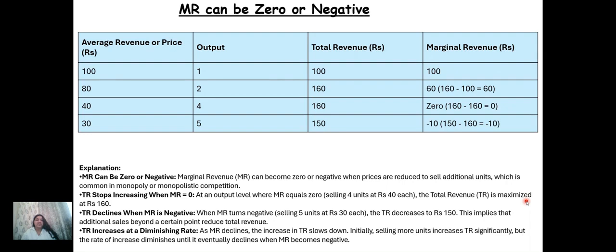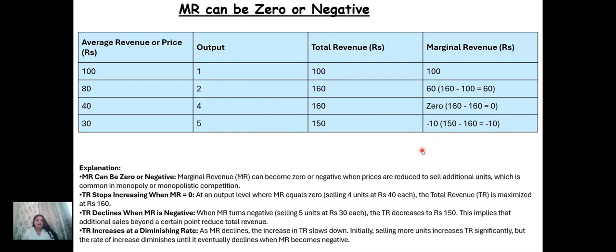Next, MR can be 0 or negative. Here we have average revenue or price, output, total revenue, and marginal revenue. You can see a table with rupees 100, 80, 40, and 30. Total revenue is 160 and 160 in the second and third rows, which is the same. What changes there is a 0. This expresses that MR can be negative or 0.